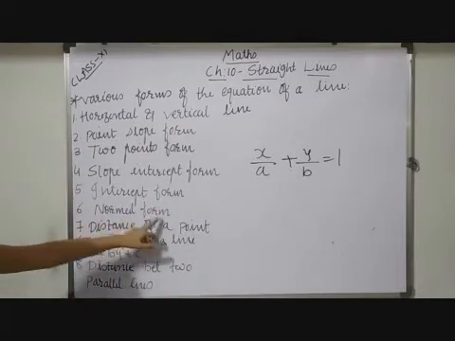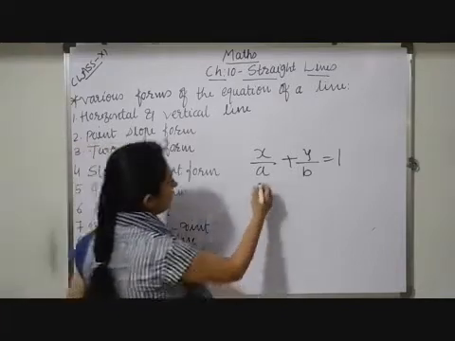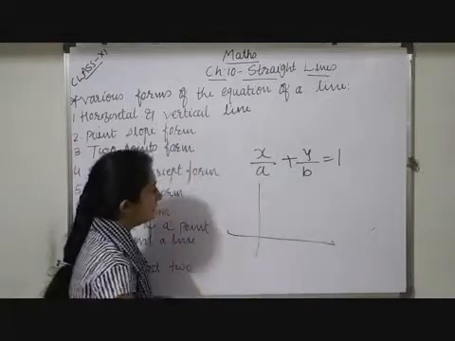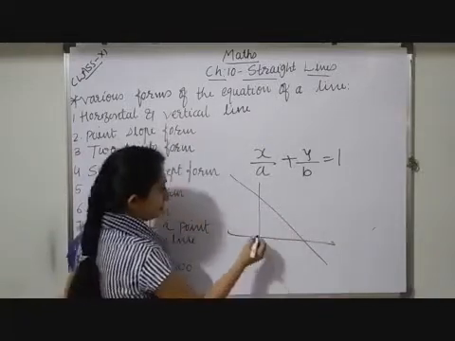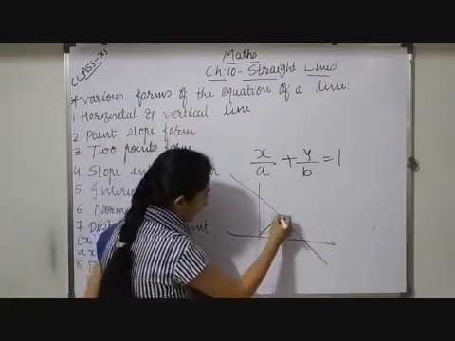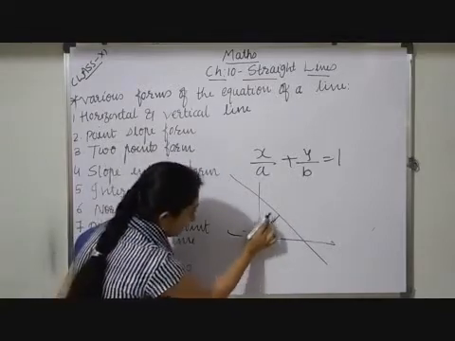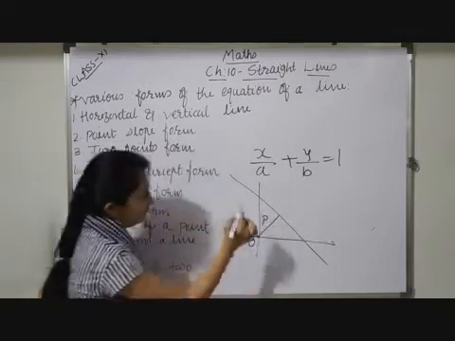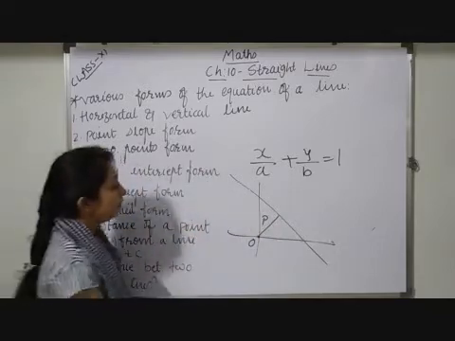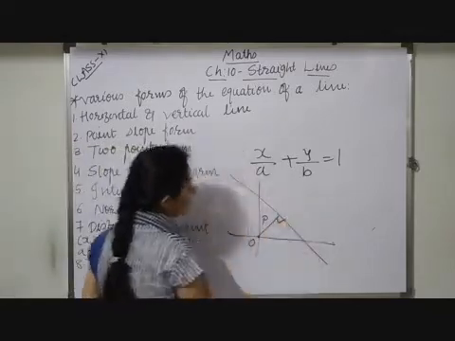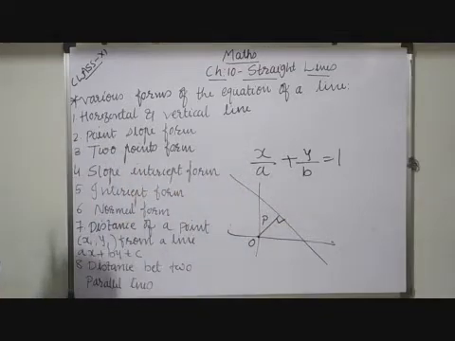Next is normal form. Normal form means, suppose I am having a Cartesian plane. This is my line, and this is the origin. Now, from the origin to the line, I am having one perpendicular P. Obviously it will form a 90-degree angle with the line.